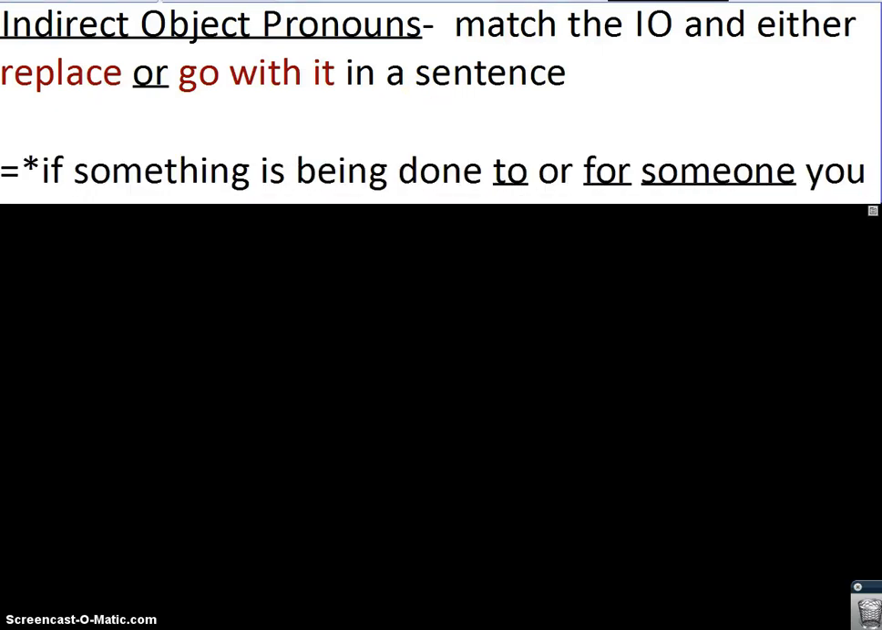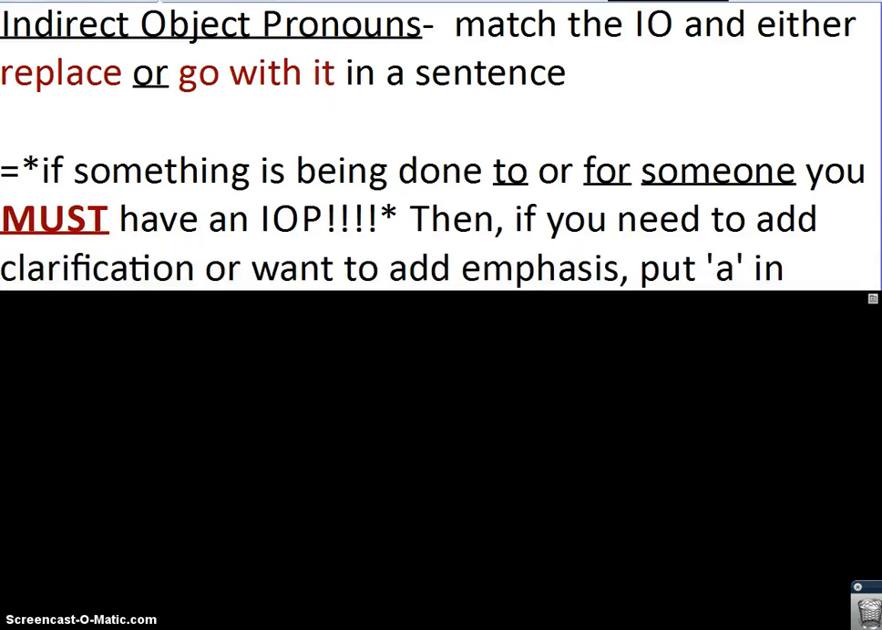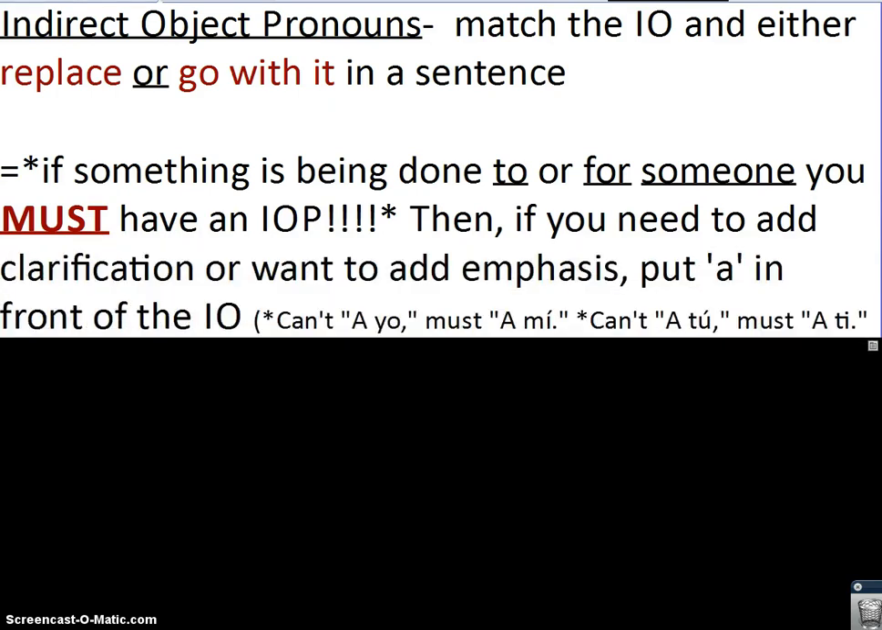Alright, so you need to remember that these are different. If something is being done to or for someone, you must have an IOP. Then if you need to add clarification or want to add emphasis, put a in front of the indirect object. Again, if this is too much information, just write it down. We'll process it together later.